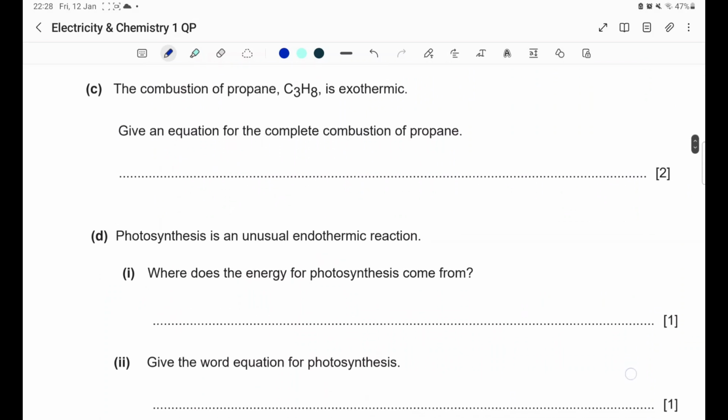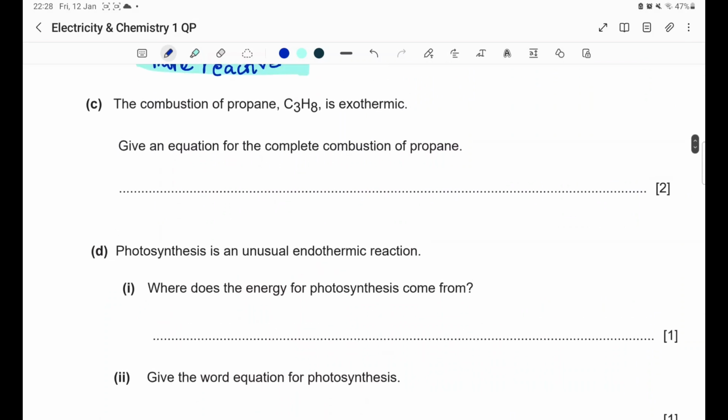Okay. The combustion of propane is exothermic. Give an equation for the complete combustion of propane. All right. This compound itself falls under organic chemistry.